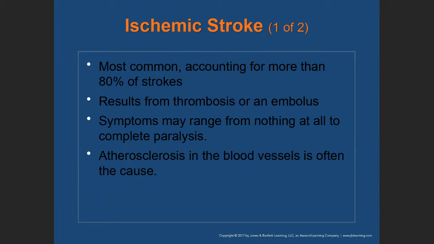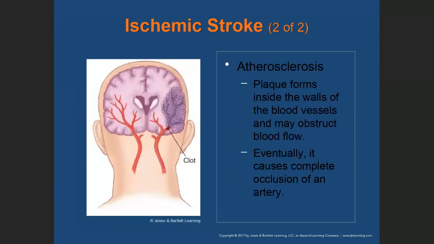Atherosclerosis in the blood vessel is often the cause, just like the MI. Start off with the atherosclerosis. So with atherosclerosis, plaque forms inside the walls of the blood vessel and may obstruct blood flow. Eventually, it causes complete obstruction of an artery, and which area of the brain is affected will dictate the type of signs and symptoms that you will see occurring.